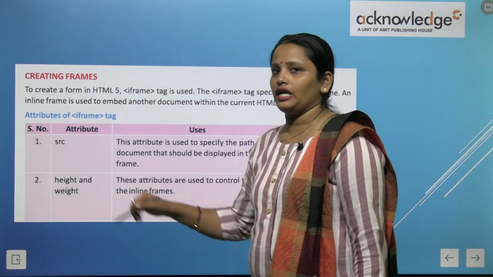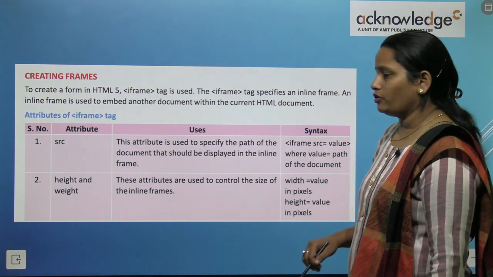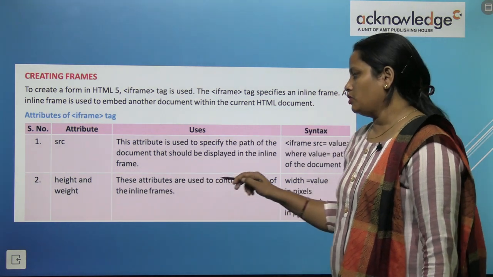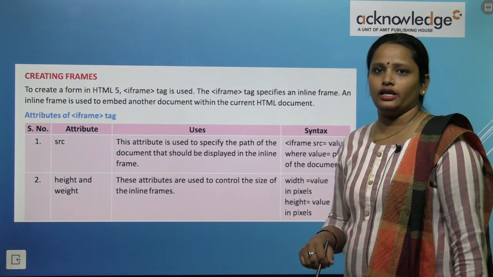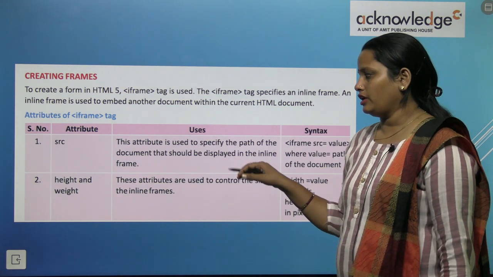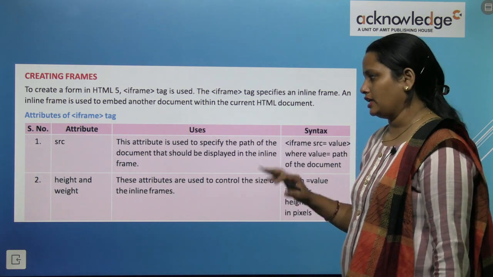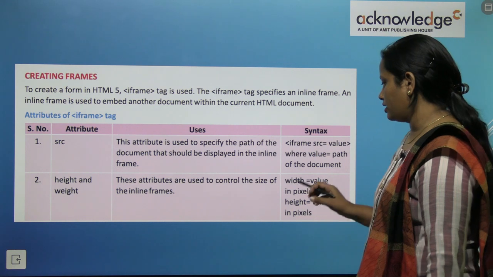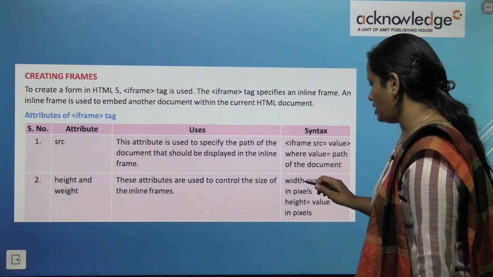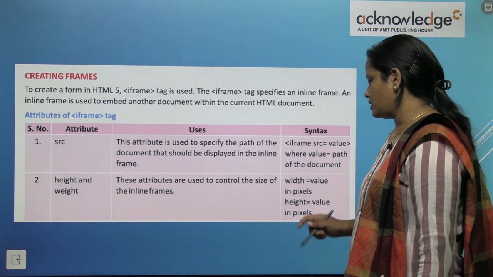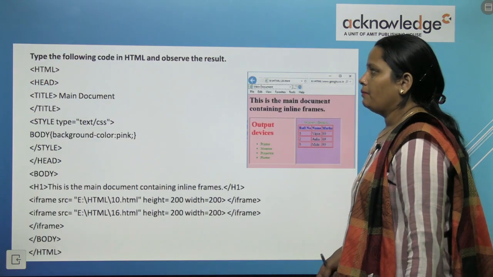Next is height and width. So what should the height and width be? These attributes are used to control the size of inline frames. So to specify the attributes of inline frames, these are specified. So here the syntax is given. Width is value in pixel and height is value in pixel.